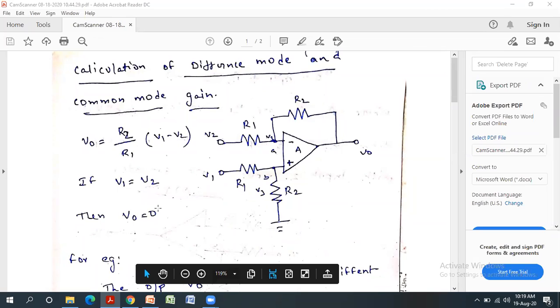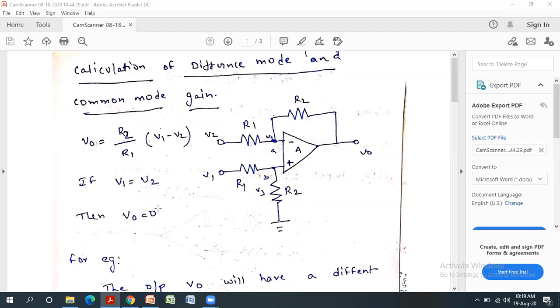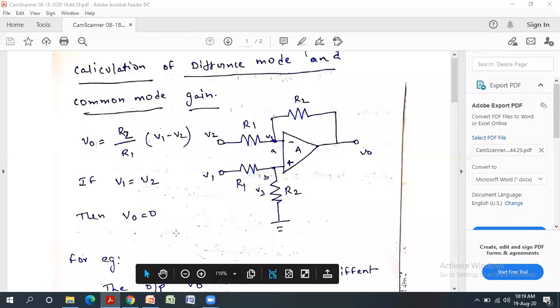That small response is called the common mode component of input voltage. Common mode component of input voltage. Okay, so this is the common mode component of output voltage. So how does that happen? Here we can see.